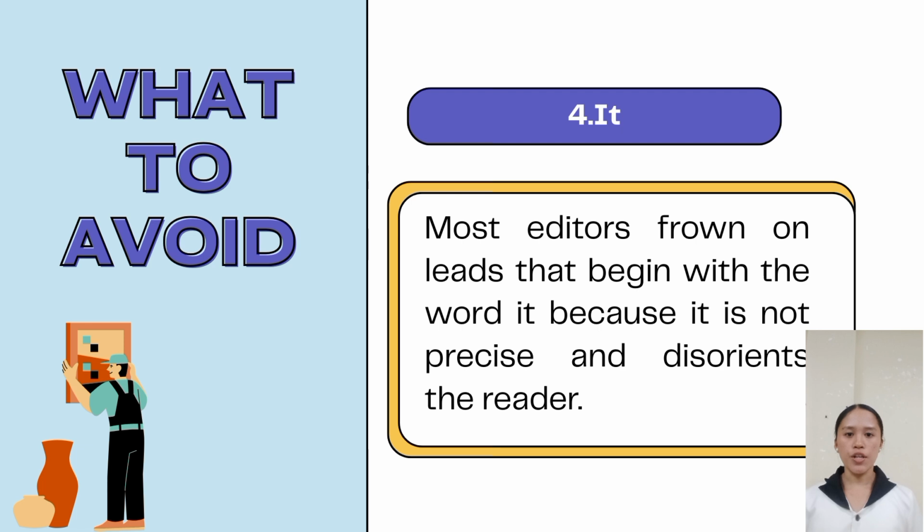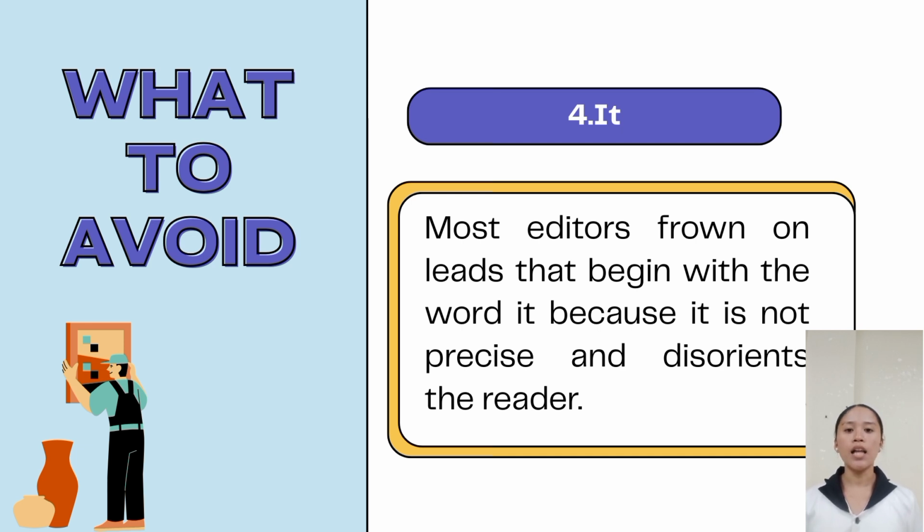So, in conclusion, writing effective lead is one of the most important skills in news writing and campus journalism. The lead serves as the reader's first impression of the story, so it must be clear, accurate, and engaging. A well-written lead answers the most important questions, presents only essential information, and captures the reader's attention without being exaggerated or confusing.